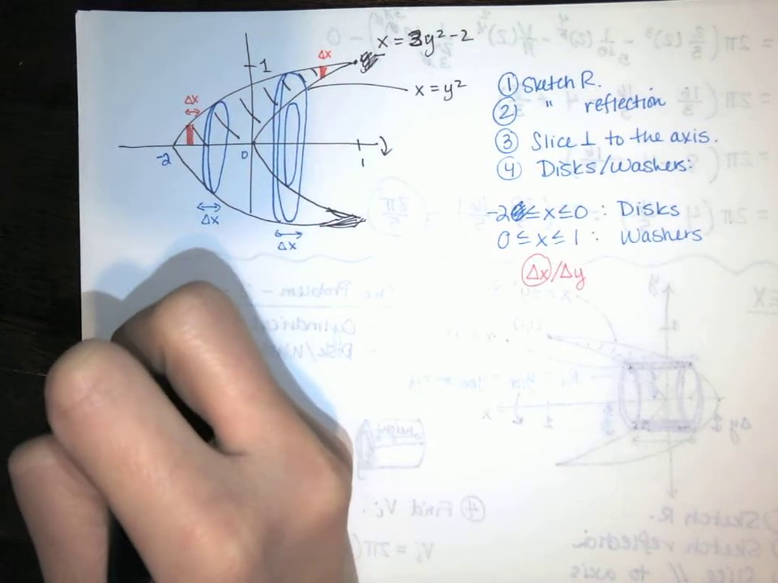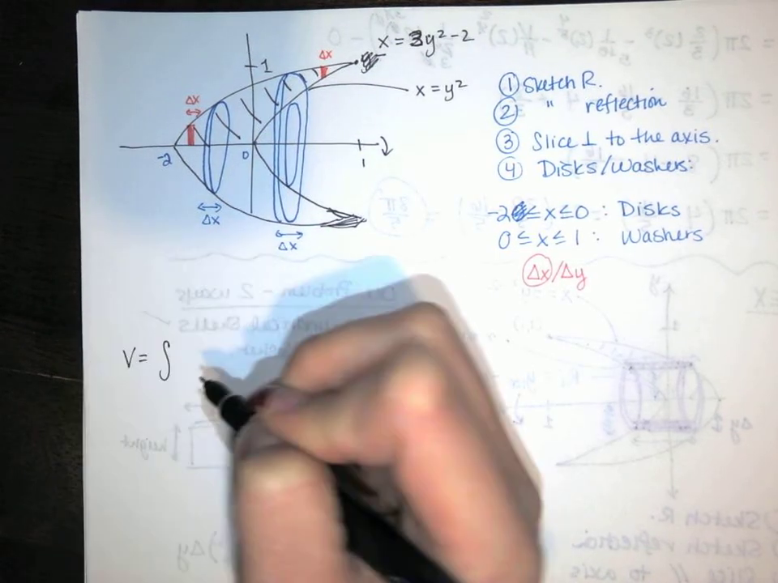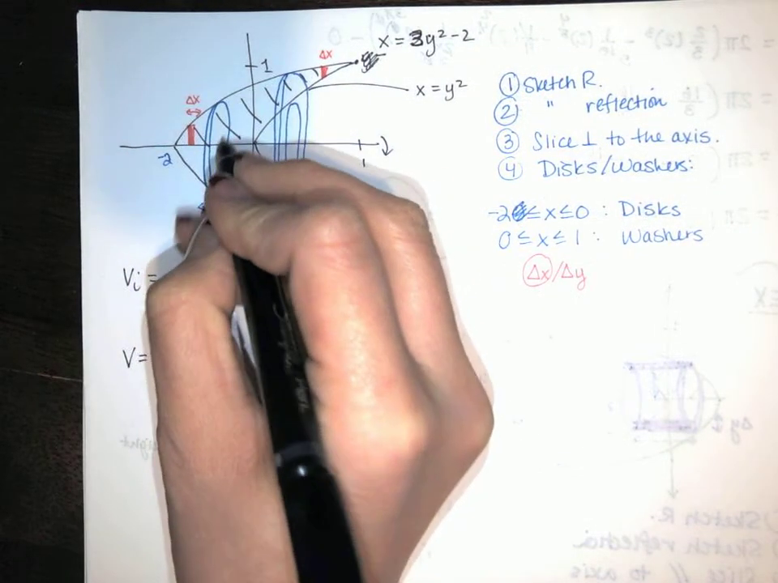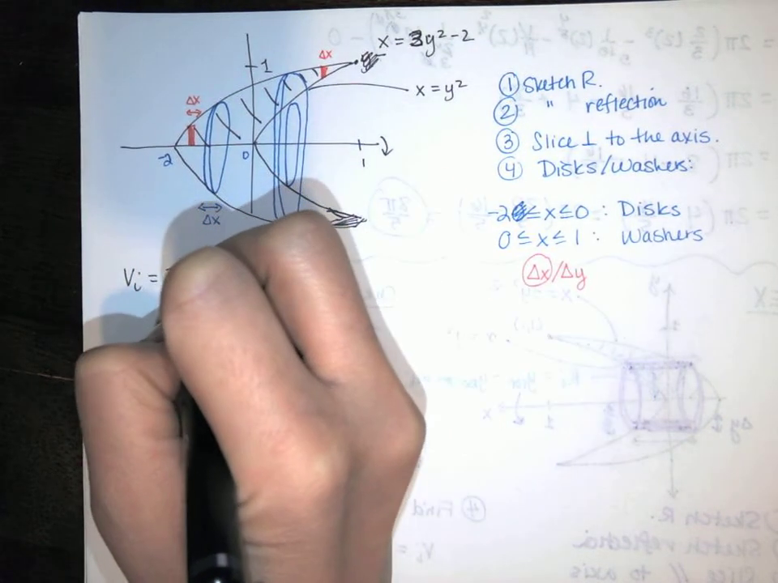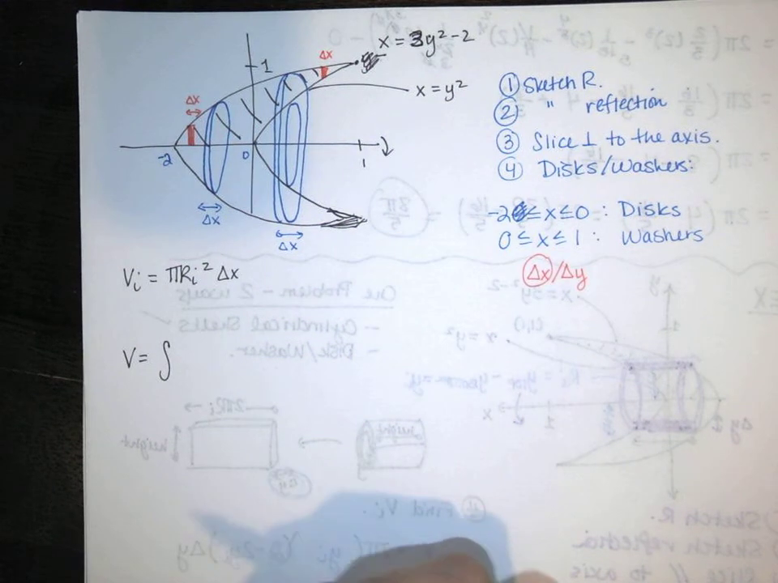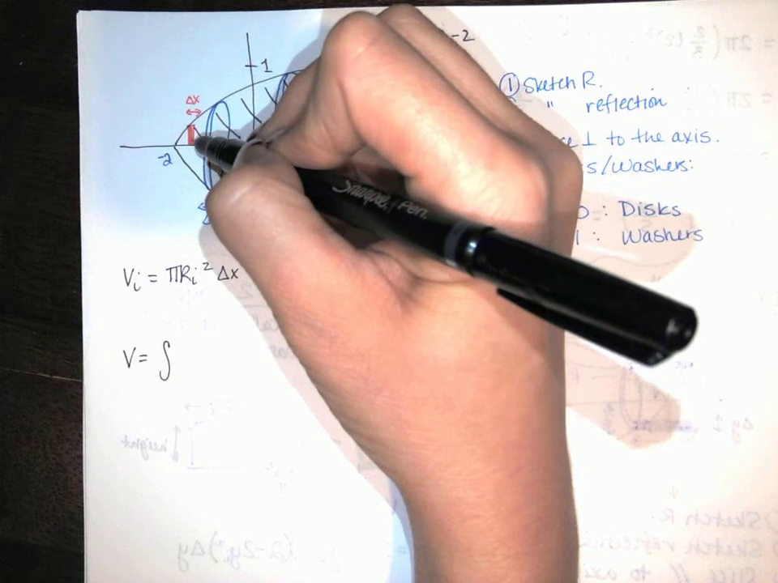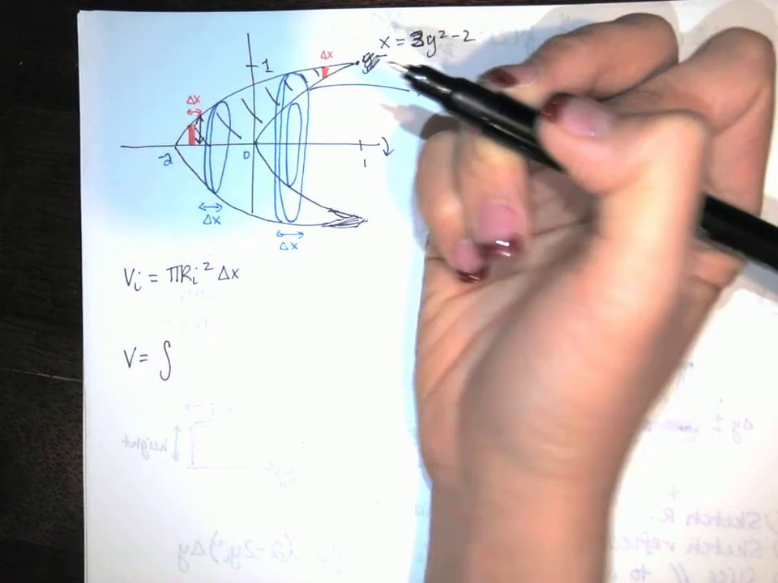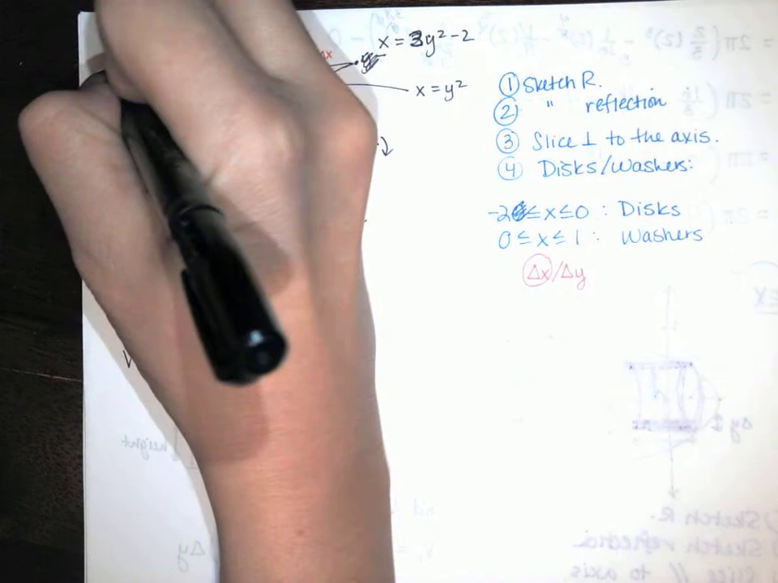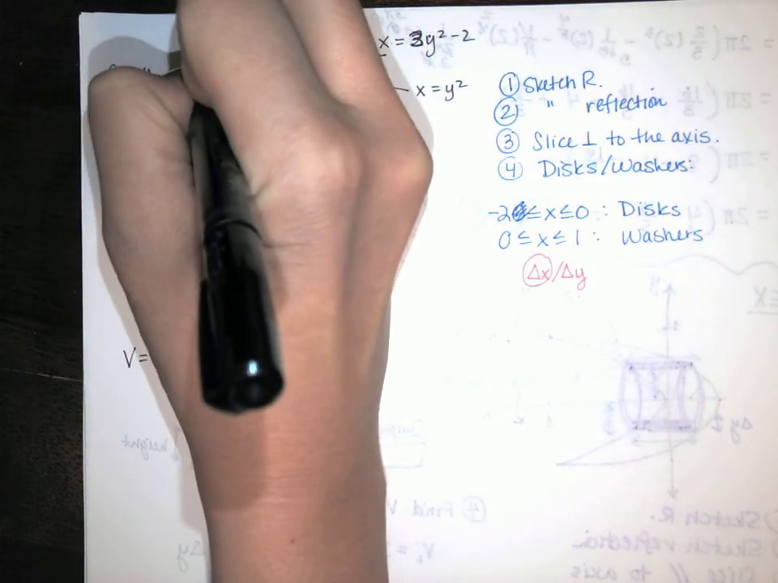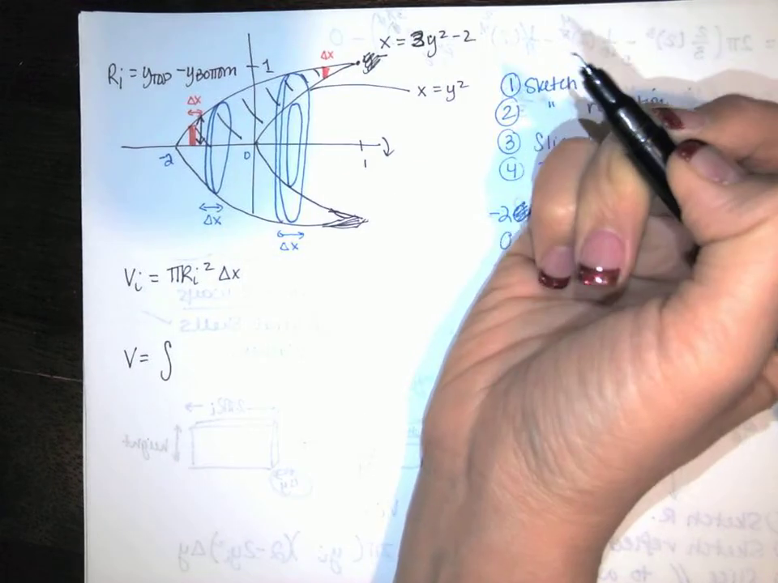this integral over here, volume of one disk is pi r squared times delta x in this case. We just need the radius. Well, the radius is the distance from here to here, so that's a y value minus a y value. So it's the top y value minus the bottom y value as a function of x.